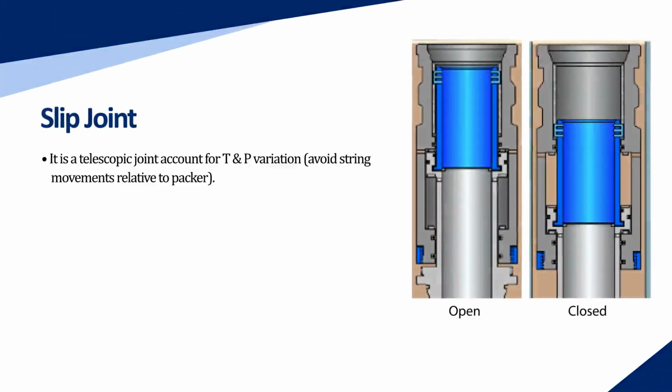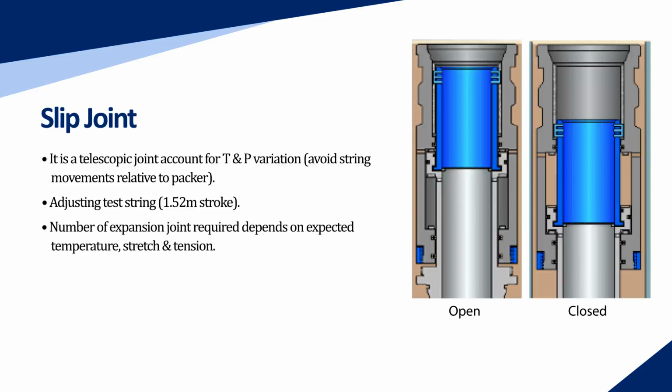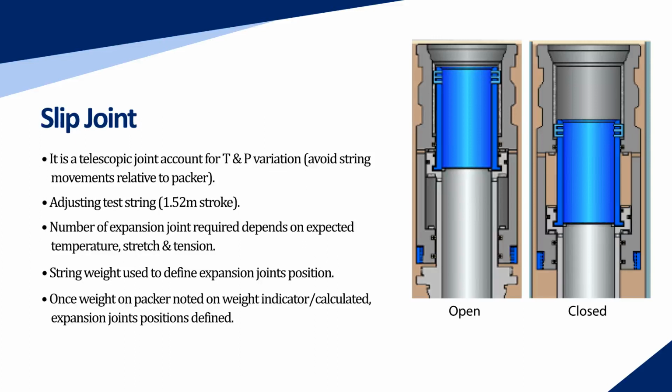Slip joint. It is a telescopic joint to account for temperature and pressure variation, avoiding string movements relative to the packer. Adjusting test string, 1.52 meters stroke. The number of expansion joints required depends on expected temperature, stretch and tension. String weight is used to define the expansion joint's position. Once the weight on the packer is noted on the weight indicator or calculated, the expansion joint's positions are defined.